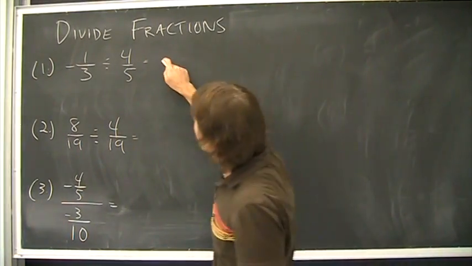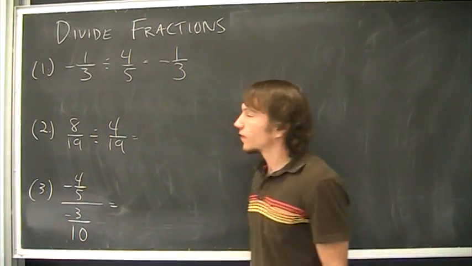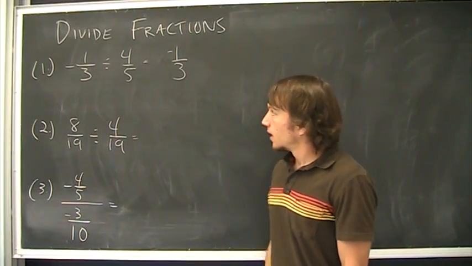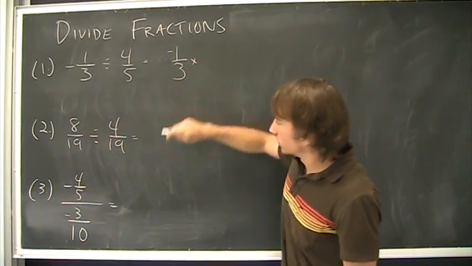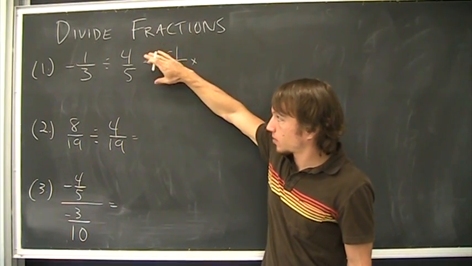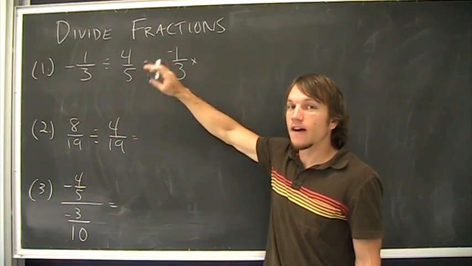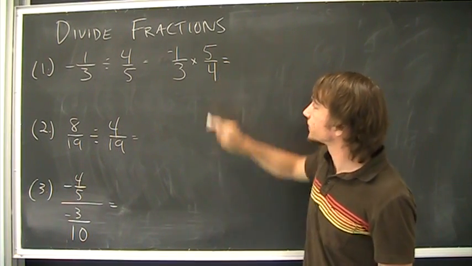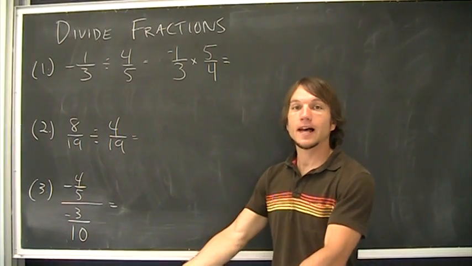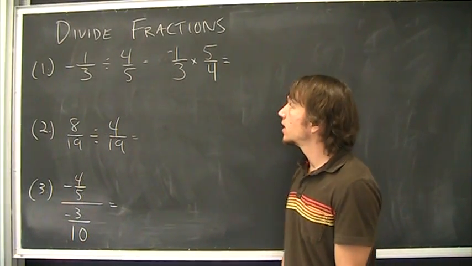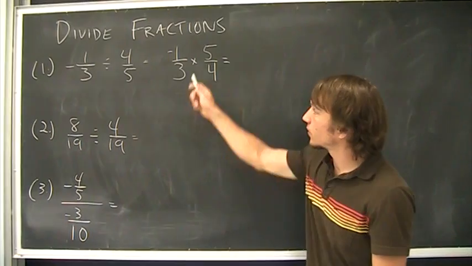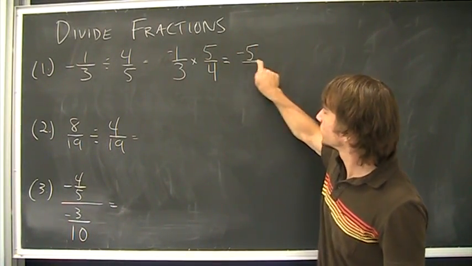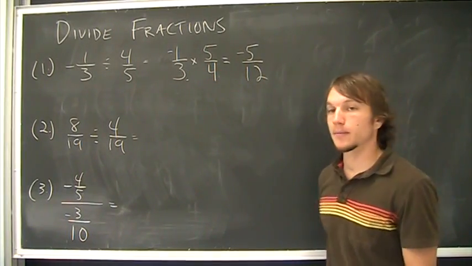Okay, so what I do, I rewrite the first number. I'm going to assign that negative to the top. And then I say times, what's the reciprocal? The reciprocal of 4/5 is 5/4. Just flip it around, right? Okay, and now we're right back in the last video, multiplying fractions. Negative 1/3 times 5/4. I look for reduction. In this case, there is none, so I multiply. And I get my result, okay?